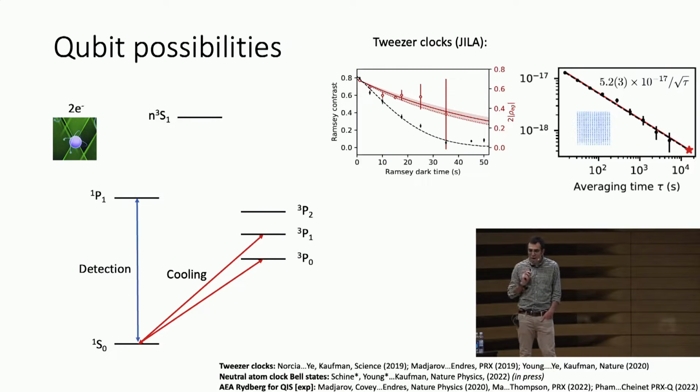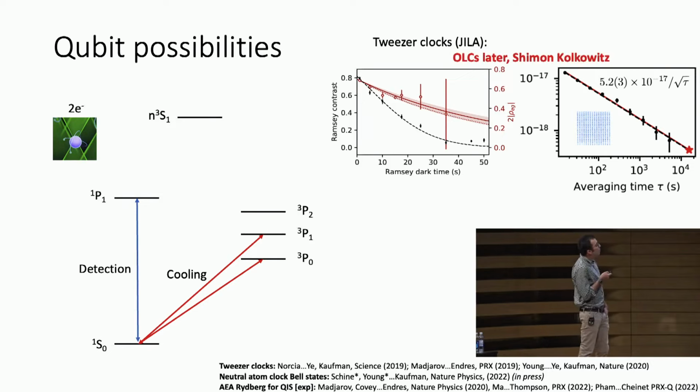Since that time, the lattice community has very quickly been pursuing coherence times at this scale, and later on today, we'll hear about work from Szymon Kokowicz's group, where they use the high precision afforded by long coherence times and large number of atoms to measure things like redshifts, which have also been observed at JILA in June's group.